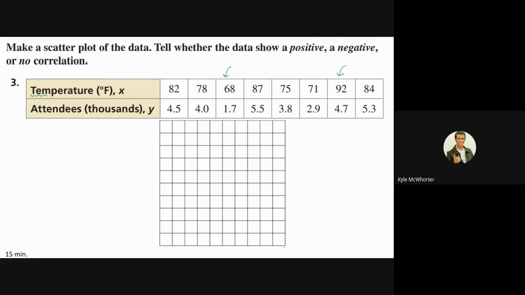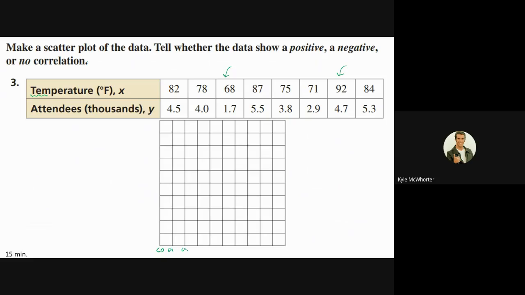1, 2, 3, 4, 5, 6, 7, 8, 9, 10. So I would need to make each one of these, see, if I started at 60 and then made each line worth, let's see, if I do it by two, I won't have enough room. I'll only get over to like 80. So I need to do more than two, so maybe four on each one.